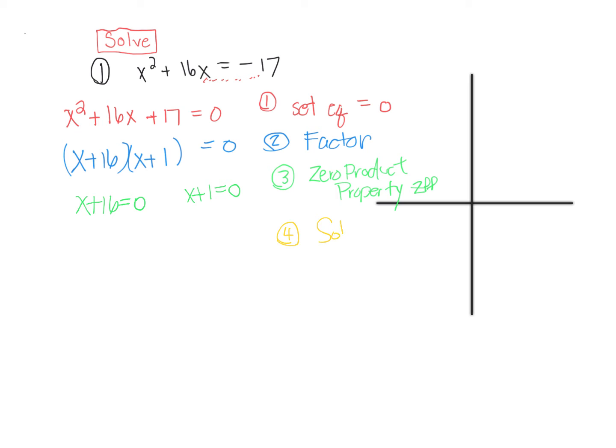And then the last thing that we're going to do is solve. And when we solve, just a one-step equation here, x equals negative 16. That tells me that at the ordered pair negative 16, 0, the parabola crosses over the x-axis. Over here, when I solve, that tells me that at the point negative 1, 0, the parabola crosses over the x-axis.